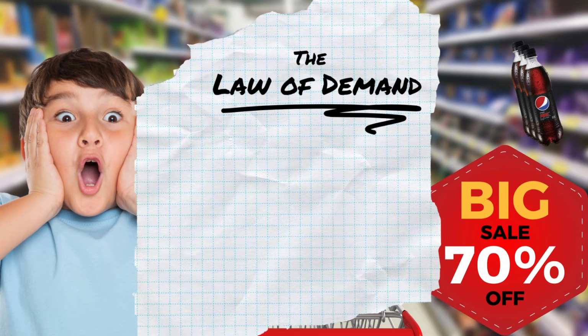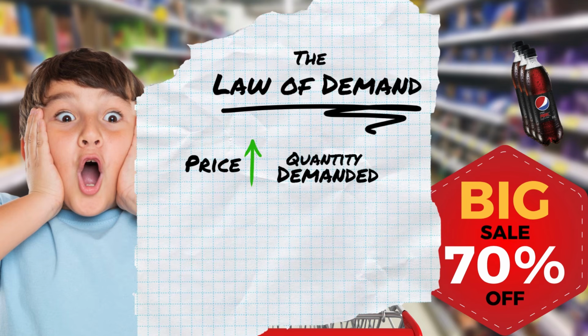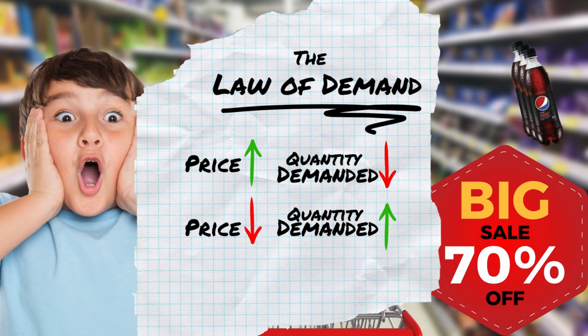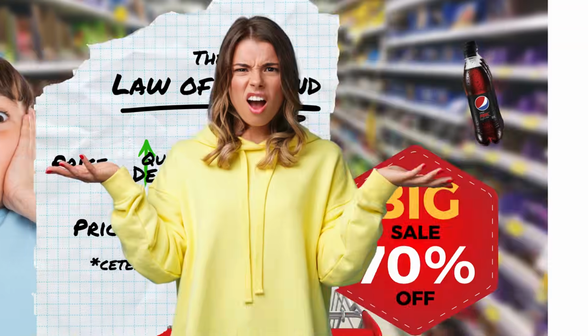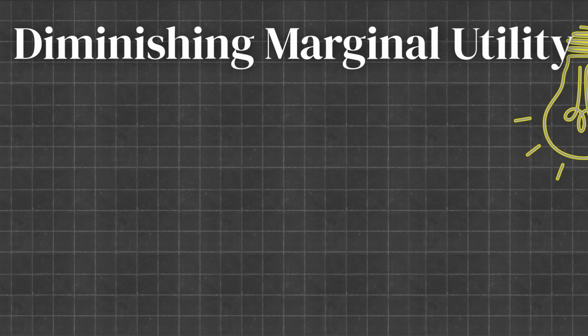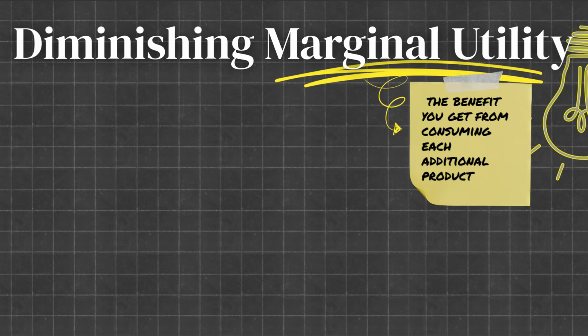The price and the quantity demanded have a negative or indirect relationship. That means when one goes up, the other goes down, and vice versa, assuming that nothing else changes, or, in other words, ceteris paribus. But have you ever stopped to think why that is? It's because of diminishing marginal utility. Remember, marginal utility is basically the benefit you get from consuming each additional product.